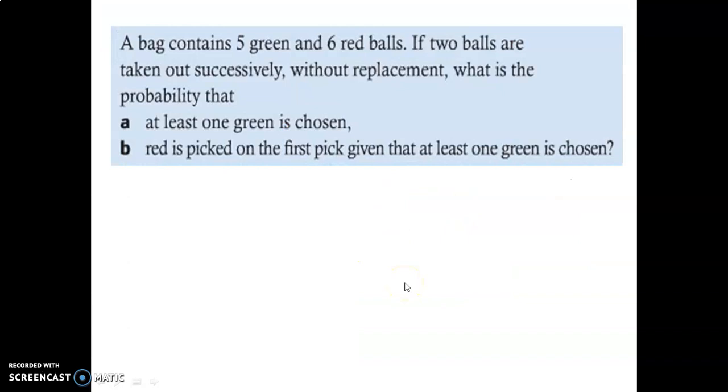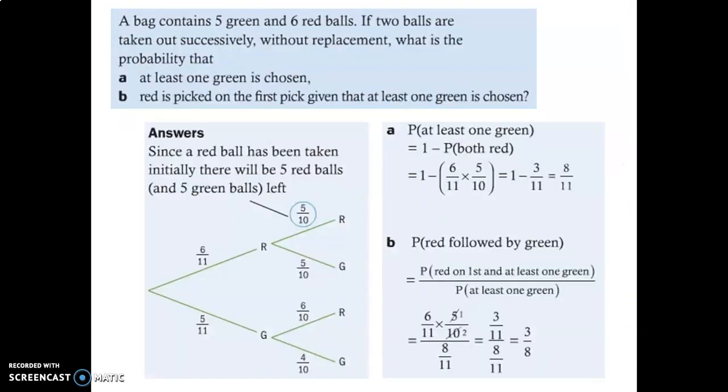Okay, next one, try this one. Try both questions there. And let's check our work. So here's the answers for this. Notice here we have the dependence, so this goes down. And we're looking for at least 1 green. Again, we can do 1 minus both red to get at least 1 green. Or you can add up all 3 paths that have either 1 green or both greens.